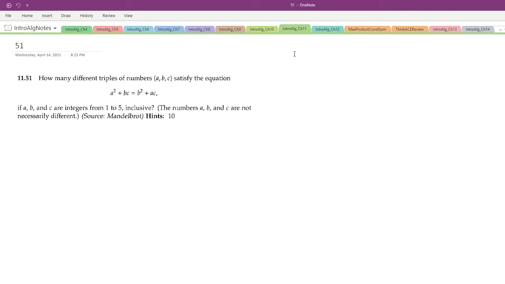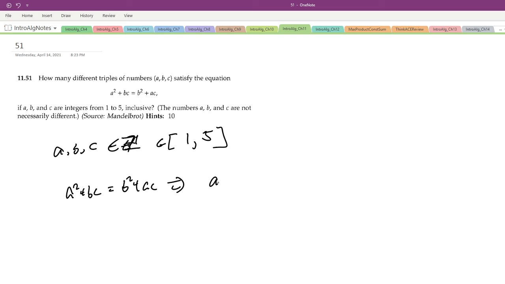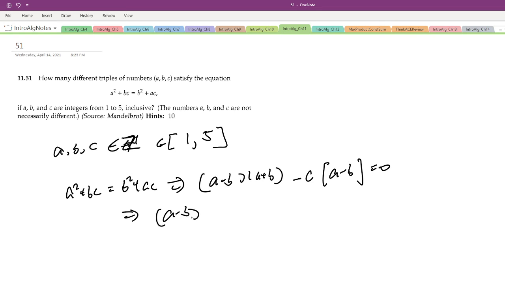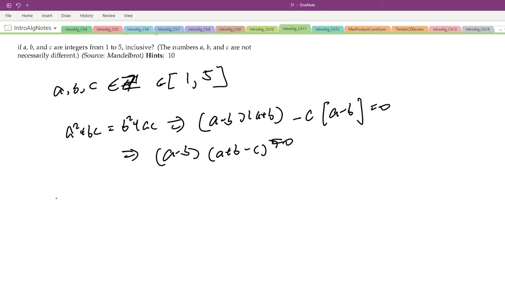Okay, this one. Let's see how many different triples of numbers can satisfy this, where a, b, c are positive integers and also range from 1 to 5 inclusive. So now let's see. The a squared plus bc is equal to b squared plus ac. So we can get (a minus b)(a plus b) minus c(a minus b) is equal to 0. So we have (a minus b)(a plus b minus c) equals 0. Okay, so now we do the casework.